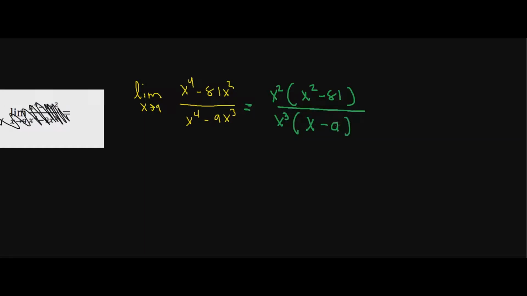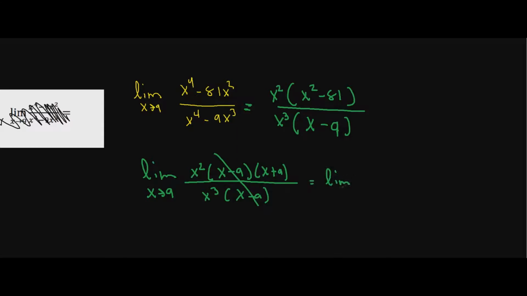Okay, I'm not done just yet because I can still factor the numerator. So I'm going to get the limit as x approaches 9 of x squared, and this is a perfect difference of squares, so we get (x minus 9)(x plus 9), all divided by x minus 9. Oops, I forgot the x to the third here. Now I can see that these cancel out, and I'm going to get the limit as x approaches 9 of x squared times (x plus 9), all divided by x to the third.